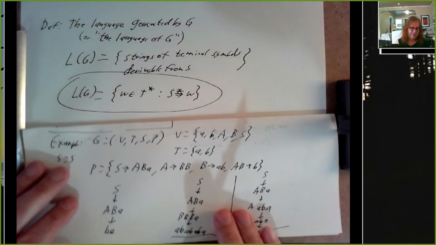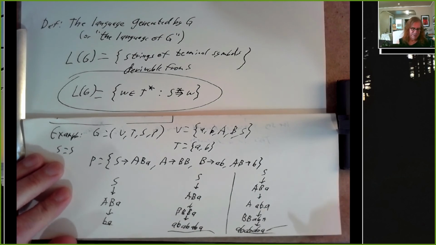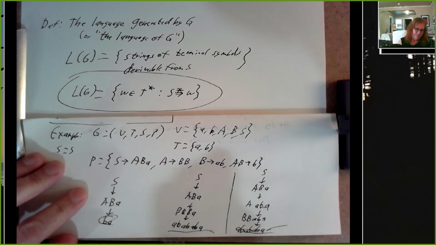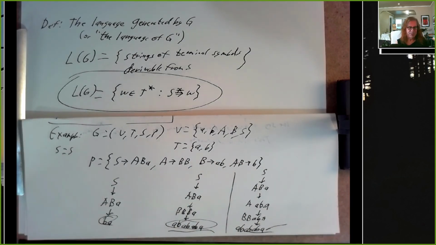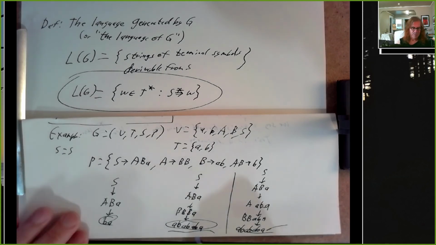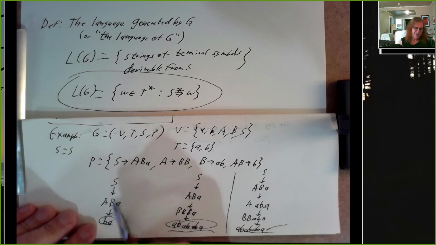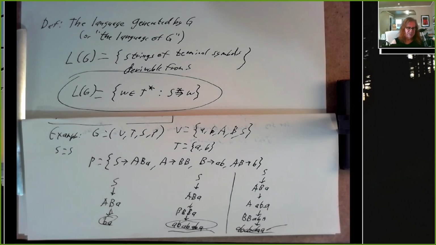So back on our first example, right, the language is the set containing these two strings. Those are both members of T star, and they were each derivable from S. And here's a derivation showing how we can get to those. Here's a second derivation for getting to this word, right?